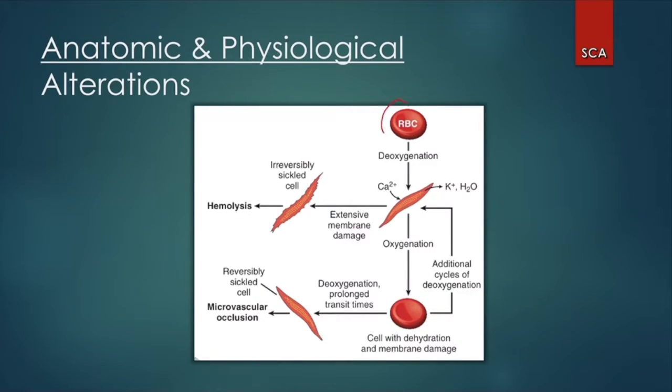Here we've got our little red blood cell. It becomes deoxygenated, and it deforms into this sickle-like shape from the crystallized hemoglobin. Now, we have one of two paths. We can either become irreversibly sickled, or we can become oxygenated again and go back to our normal shape, and we can go back and forth through this whole cycle of becoming sickled and not sickled. And while it's sickled, it can cause microvascular occlusions, which can lead to more hypoxemia and more sickling.